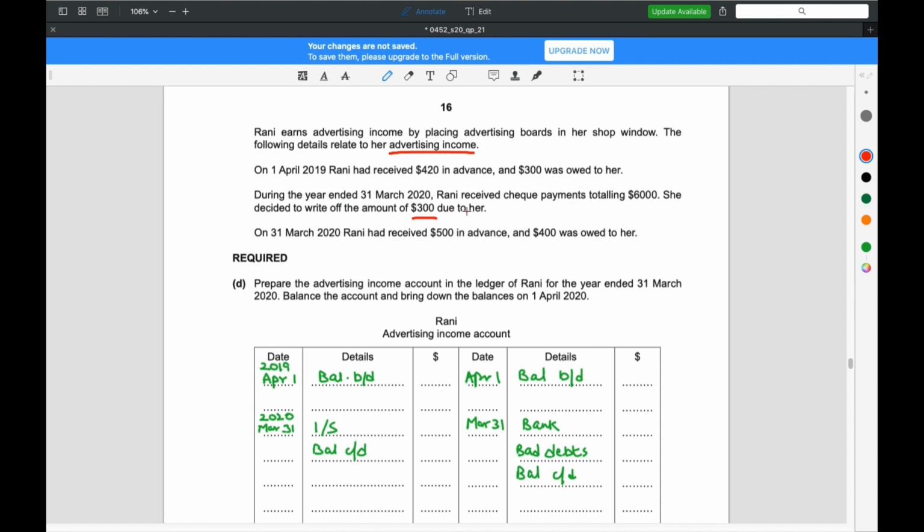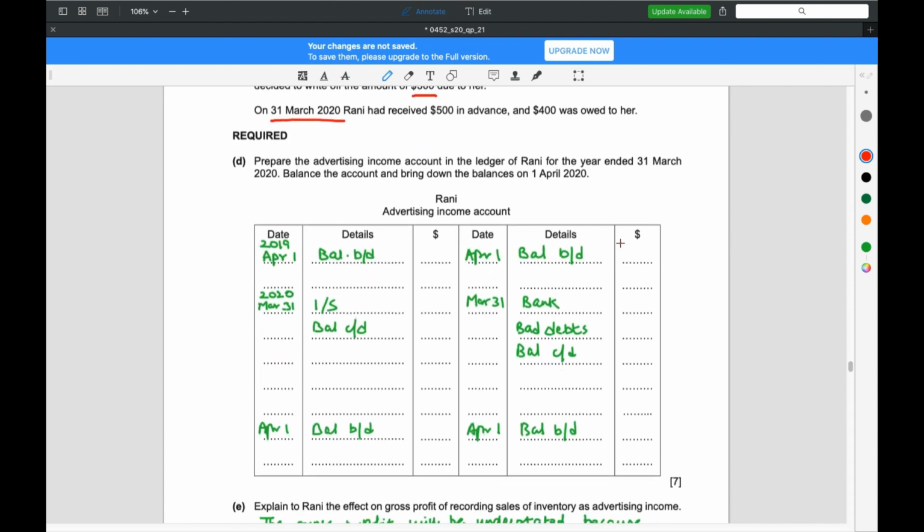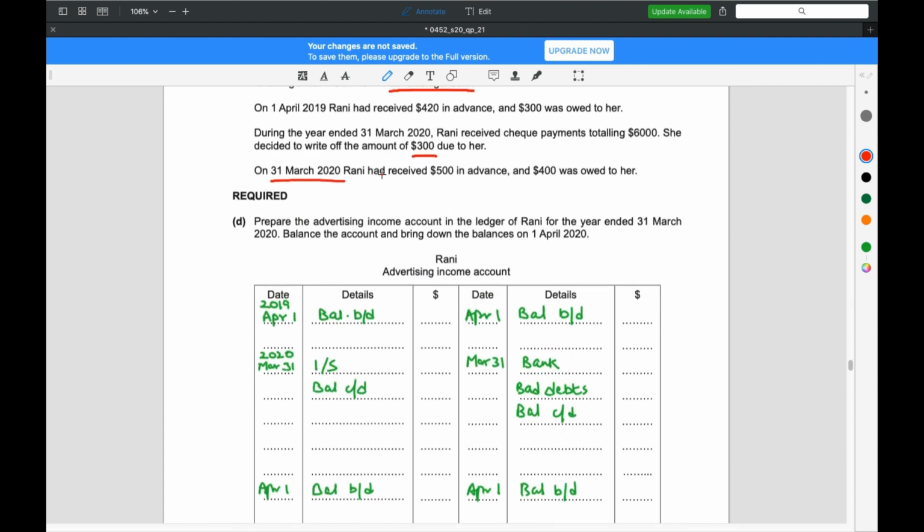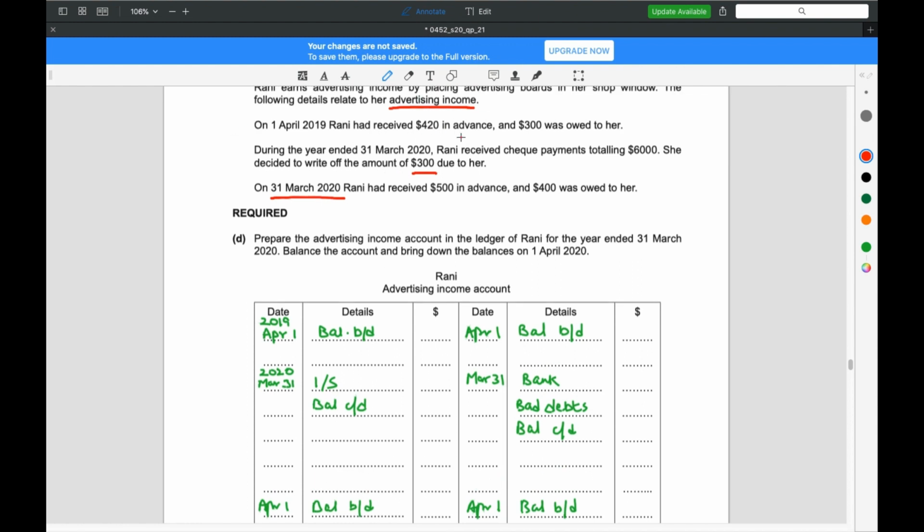That is going to be a bad debt, because she wrote off the amount due to her, right? So somebody didn't pay her, so she just decided to ignore that and wrote it off anyway. So that is going to be bad debts. And then he said on 31st March 2020, that is the end of the year, she received 500 in advance and 400 was owed to her. All right. So if you don't know the exact format for these, because we are going to be dealing with prepayments and accruals in this part.